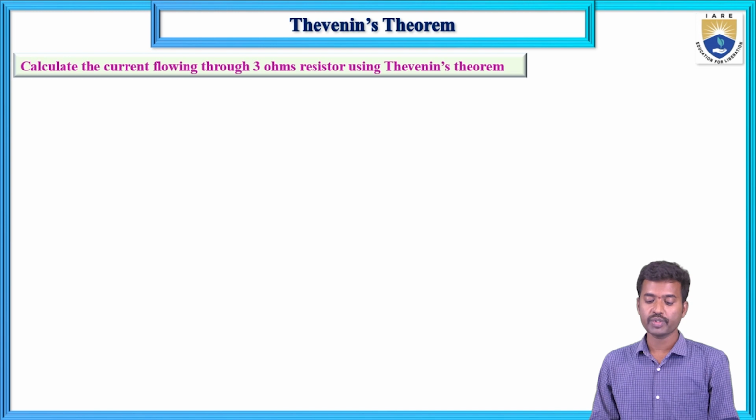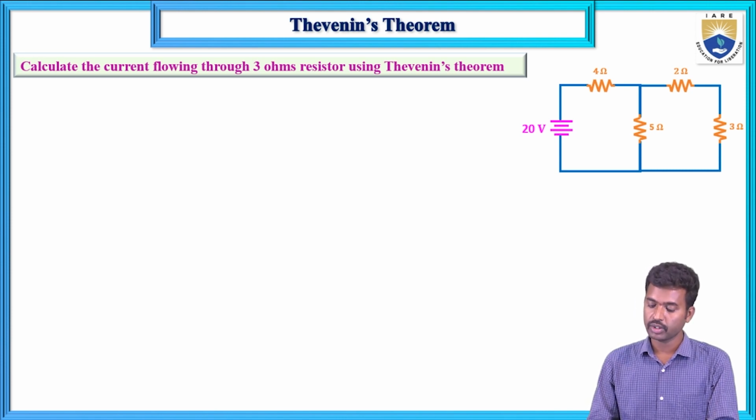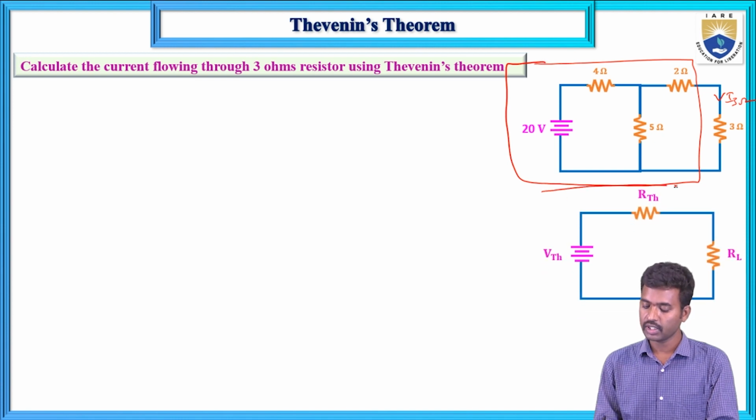So the next, second question: calculate the current flowing into the 3 ohm resistor using Thevenin's theorem. First see the circuit, a similar type of circuit as in the previous problem. The current flowing into the 3 ohm resistor: this circuit is replaced by a single equivalent circuit. That single equivalent circuit consists of one voltage source in series with a resistance, and this is RL, which equals 3 ohms.